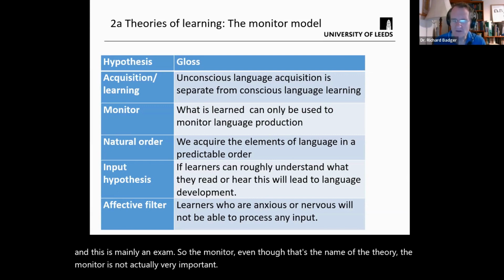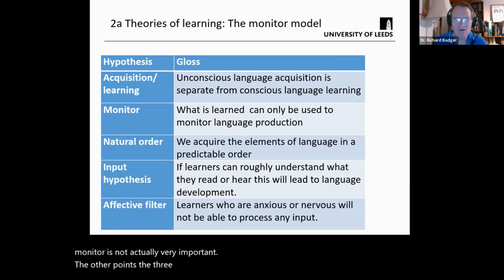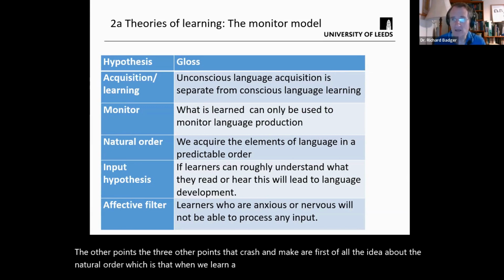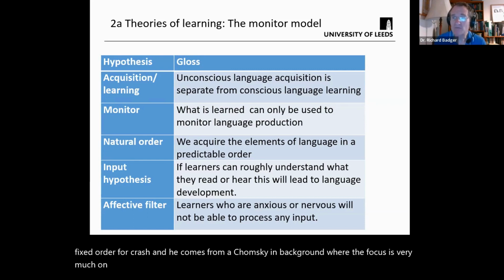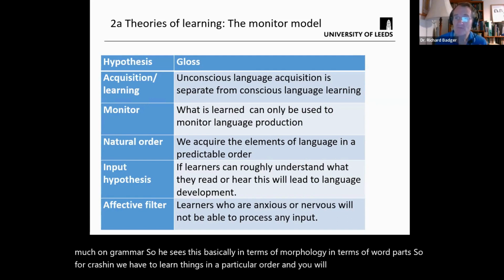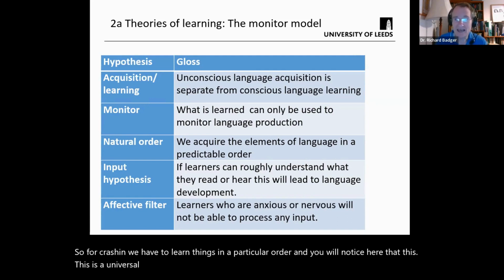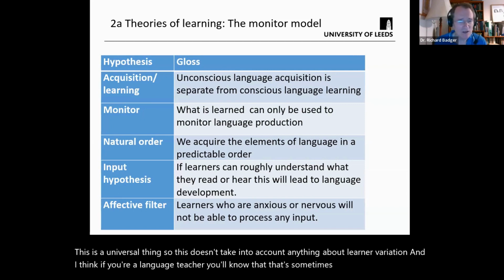The other three points that Krashen makes are, first of all, the idea about the natural order, which is that when we learn a language, we learn it in a fixed order. Now, Krashen comes from a Chomskyan background where the focus is very much on grammar. So he sees this basically in terms of morphology, in terms of word parts. So for Krashen, we have to learn things in a particular order. And you will notice here that this is a universal thing. So this doesn't take into account anything about learner variation. And I think if you're a language teacher, you'll know that that's sometimes a problematic idea to start with.